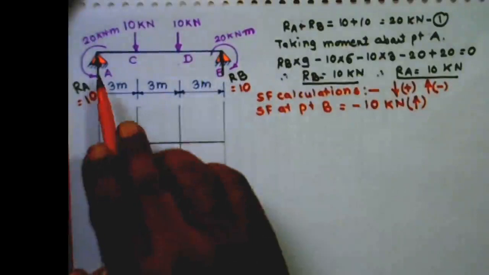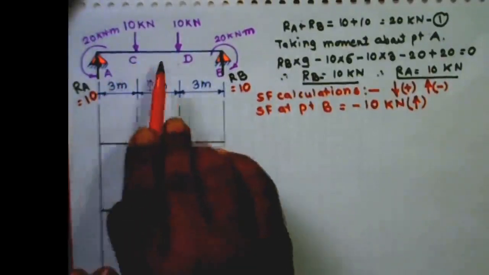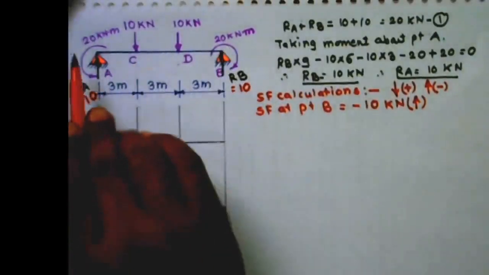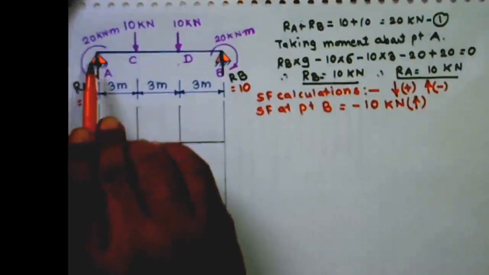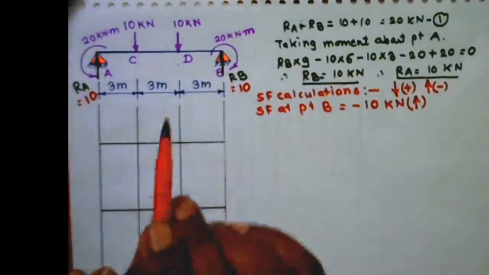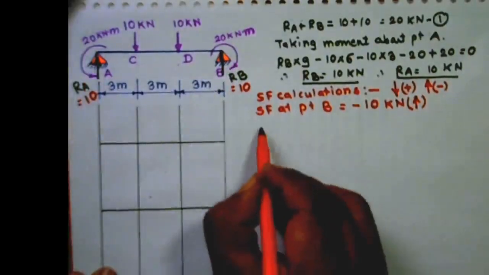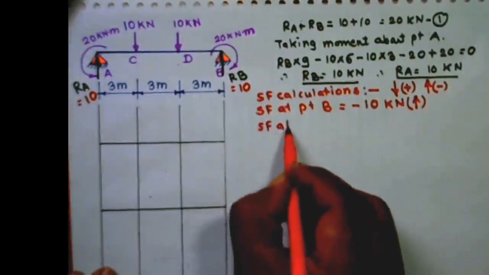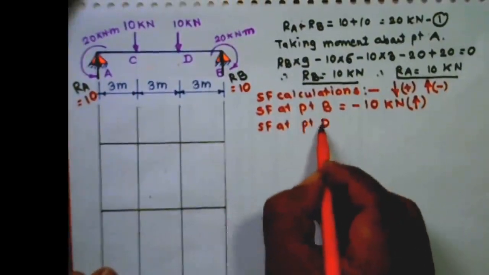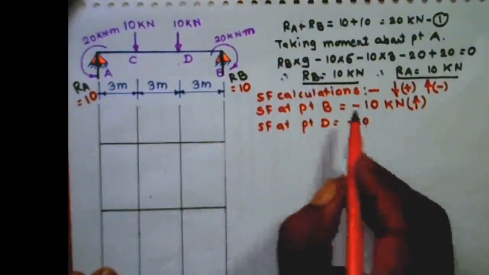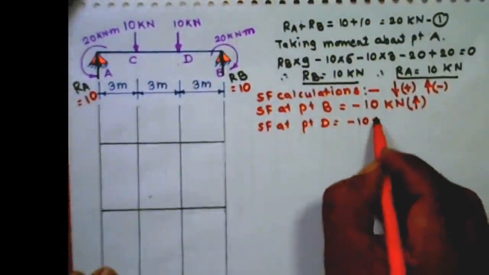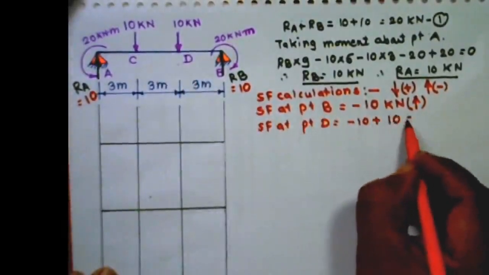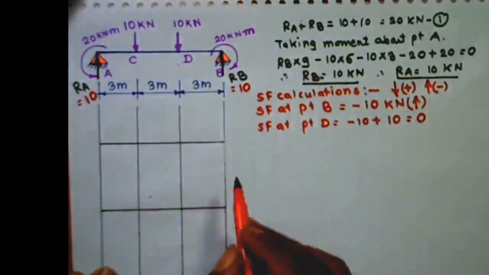While considering this shear force diagram, don't consider this moment of 20 kilonewton meter which is acting at points A and B. We have to consider only forces. So again shear force at point D is equal to minus 10. It comes in the downward side, so sign convention positive, 10, is equal to 0.